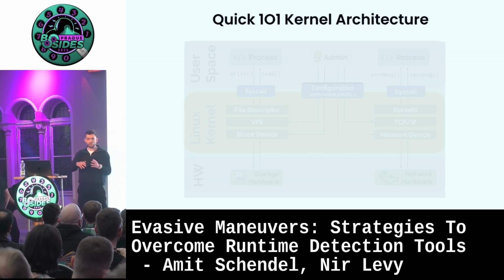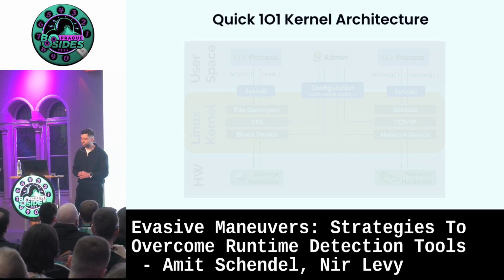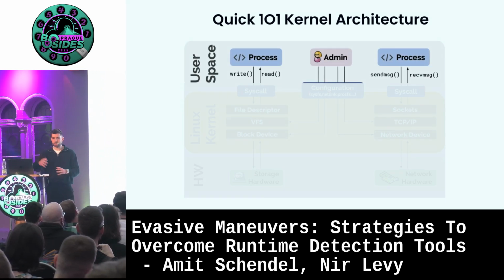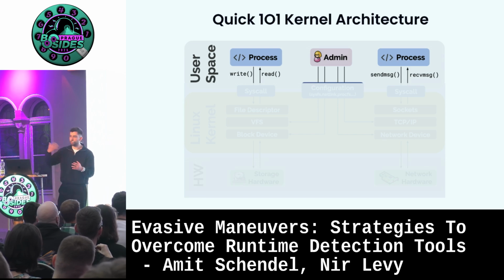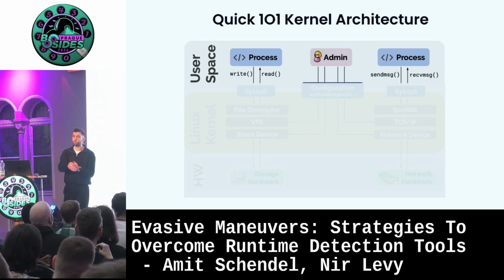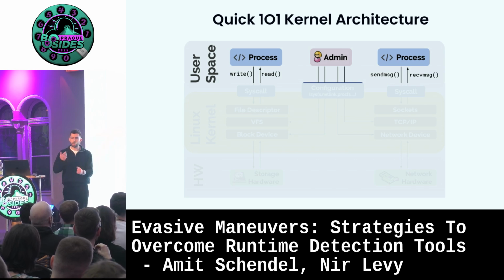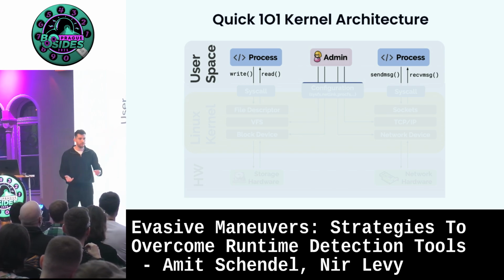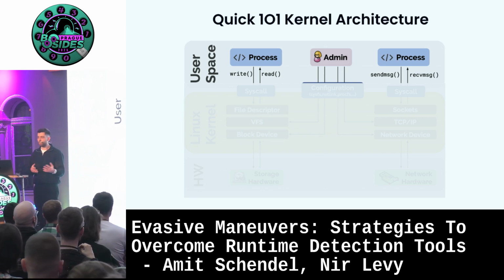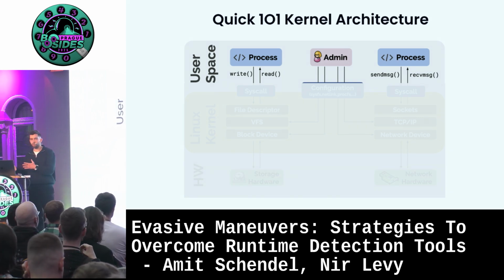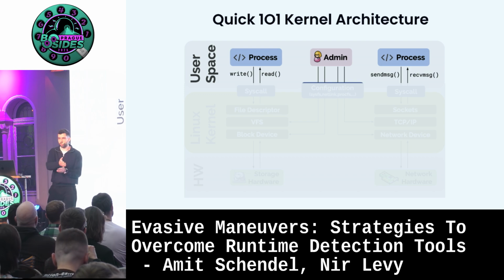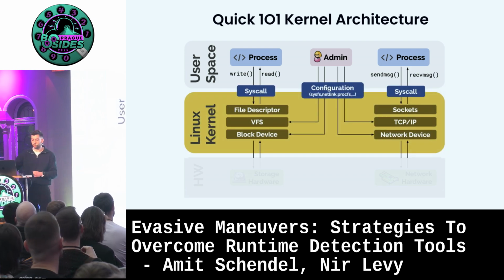So now, after Amit explained how runtime detection tools actually work, before we dive into eBPF, let's talk a little bit about the kernel. When you're writing a process, maybe a Python process, that needs to open a file, write to a file, then close a file, it actually runs in user space. And when you're writing to a file, you actually want to interact with the storage or with the hardware, or if you are sending packets, you want to interact with the network interface card. And how you do it is actually using the kernel.